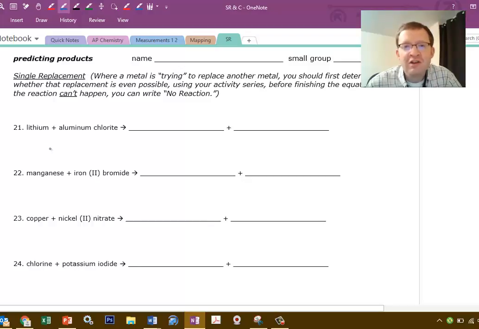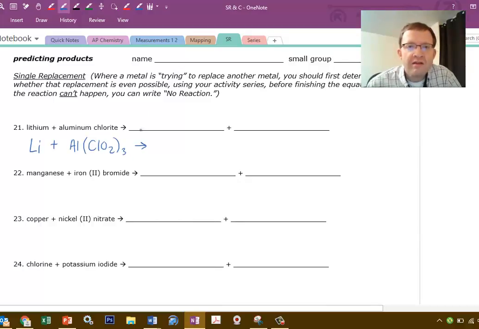And in fact, we're eventually going to want you to write the equations, so you may as well start with that. So we have lithium, and we have aluminum chloride. So use your periodic table, use your ions list, whatever you need, and make sure that you've got these formulas correct. Aluminum chloride, like so, okay?